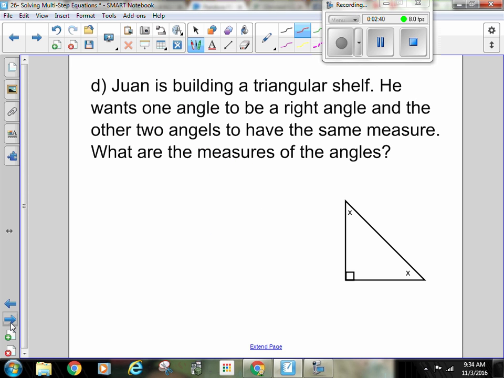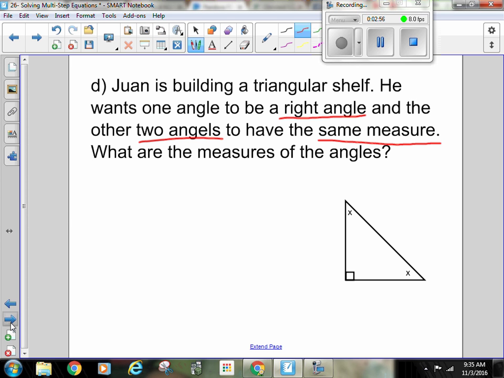All right, Juan is building a triangular shelf. He wants one angle to be a right angle and the other 2 angles to have the same measure. So I'm just going to highlight right angle and same measure, 2 angles. So what are the measures of the angles?